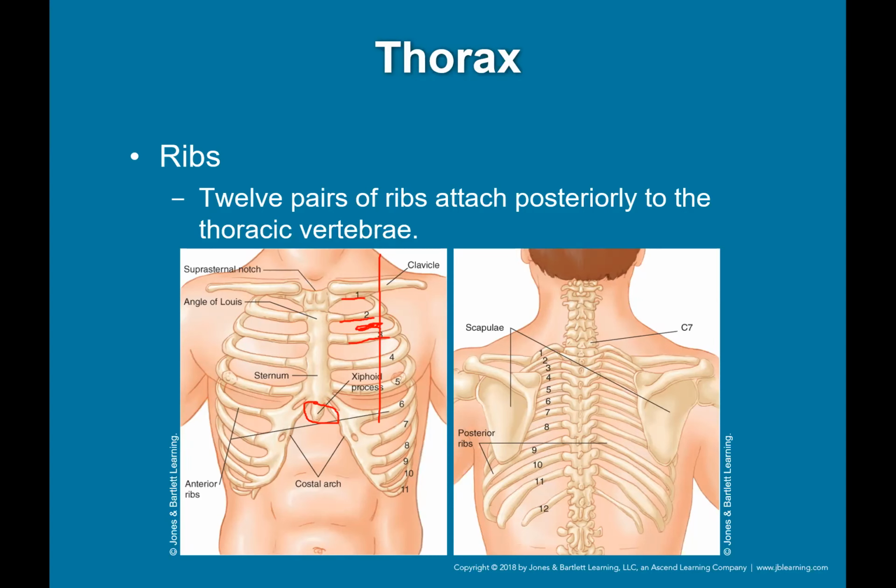If you look on the back, 11 and 12 are what are considered free-floating ribs. They're not connected to anything. They are the only ribs that are considered free-floating. But again, vasculature, nerves, everything is going to run on the underside of each one of our ribs.